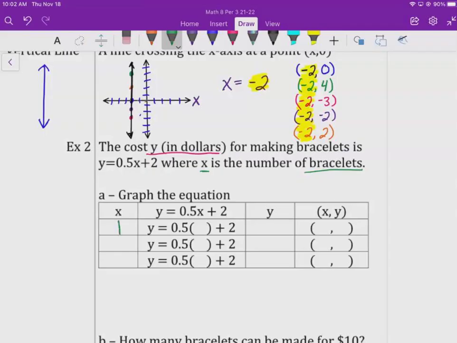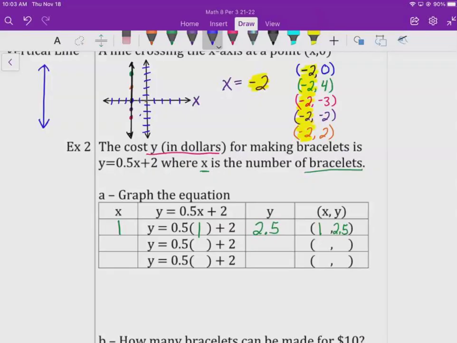So we've got 1 bracelet. When I plug it in, it's 1/2 times 1, which is half, or 5/10, plus 2, which means my Y is 2 and 5/10. So I have 1, 2 and 5/10. Okay, so that doesn't mean a lot yet.